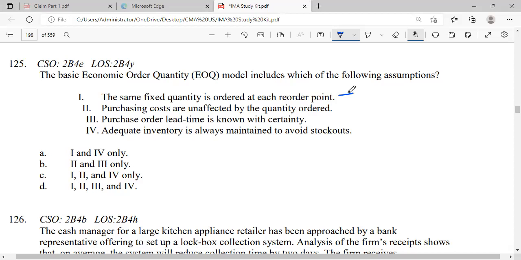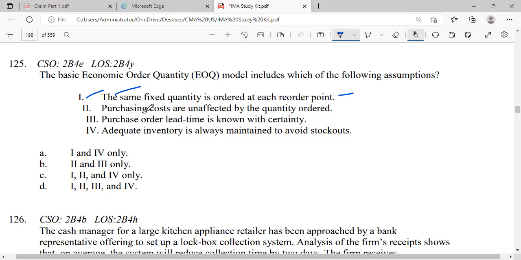In fact, if I have to say, because of this also EOQ is a challenge. EOQ is not that widely accepted because of this. Now say an option. Yes, I've seen the answer in the chat section. The same fixed quantity is ordered at each reorder point is fine. This is an assumption of EOQ, but is this going to be the case always in an organization?